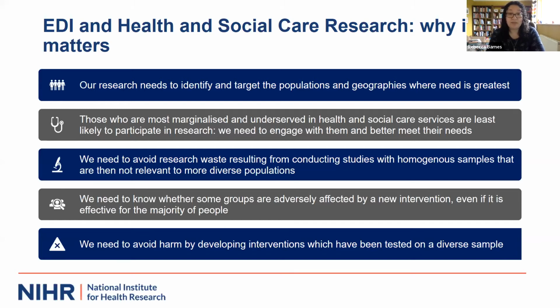Fourthly, we need to know whether some groups are adversely affected by a new intervention, even if it's effective for the majority of people. This is an important consideration with digital interventions, for example, and ensuring that there's comparable provision for those who don't have consistent access to the internet or an appropriate device, or who are not digitally literate or confident. Otherwise, what we're doing might be beneficial for a large number of people, but might actually widen the gap in terms of health or care inequalities.